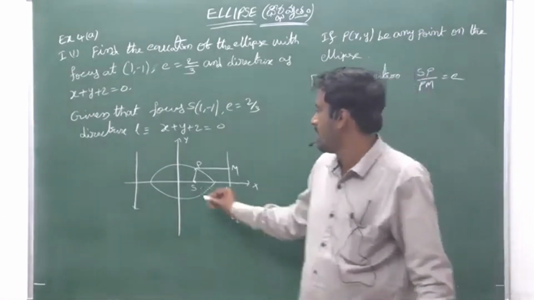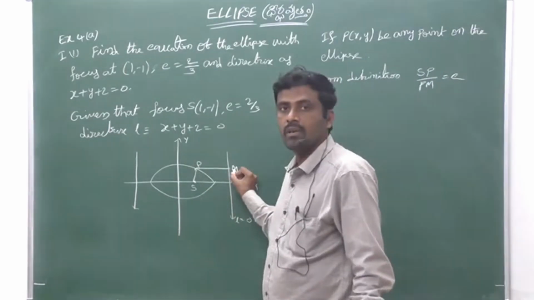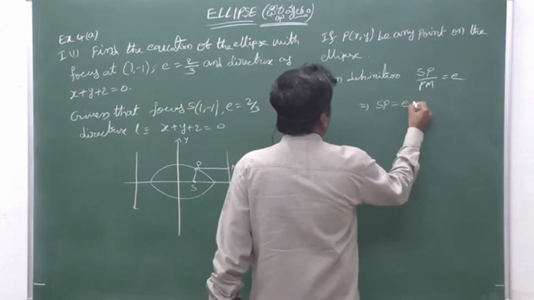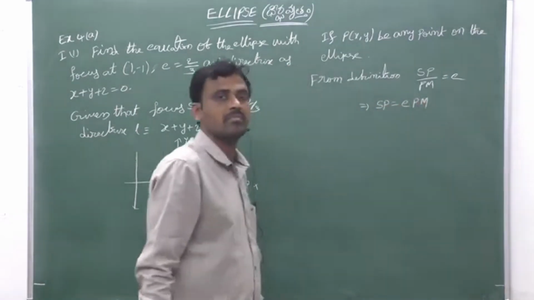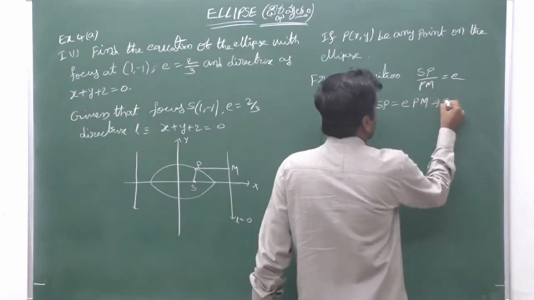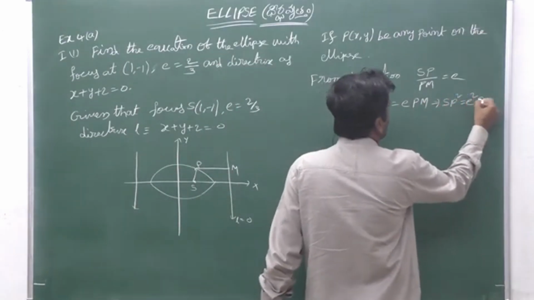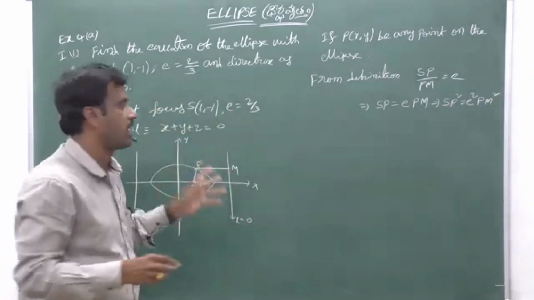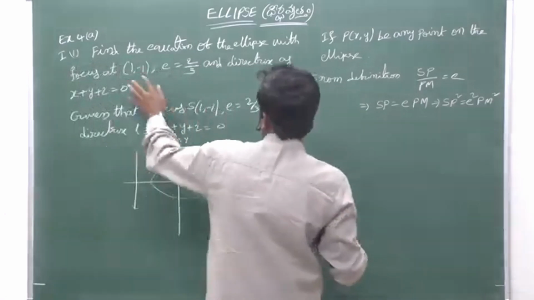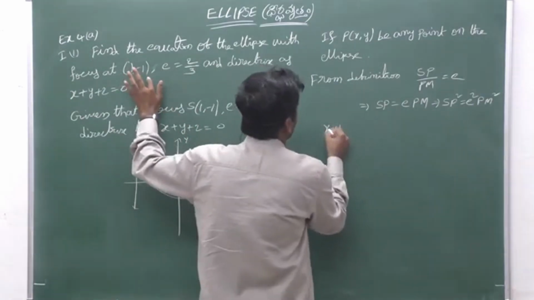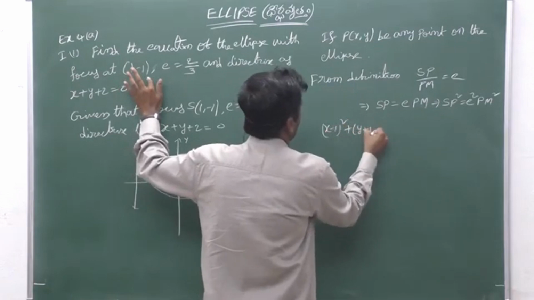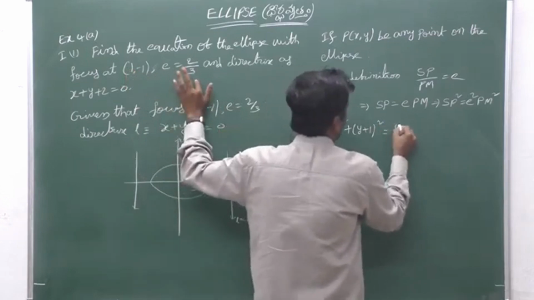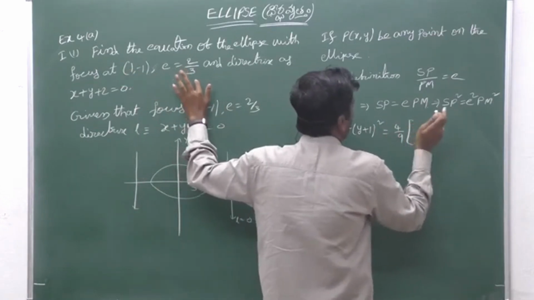That is SP by PM equal to E. That implies SP equal to E times PM. That implies SP square equal to E square PM square. SP square means the distance between S and P squared. That is, with S (1, -1), (x minus 1) whole square plus (y plus 1) whole square equal to E square, (2 by 3) whole square, 4 by 9, PM square.